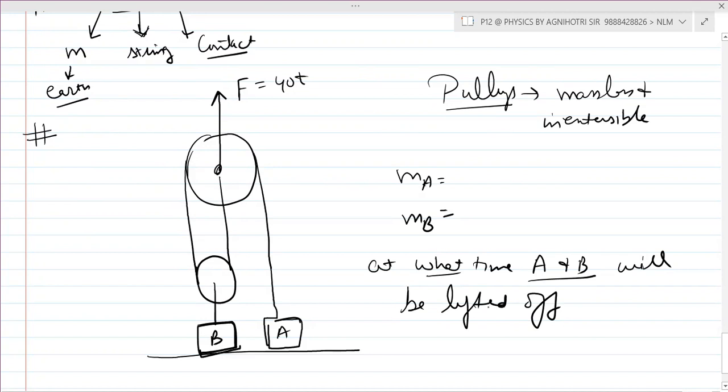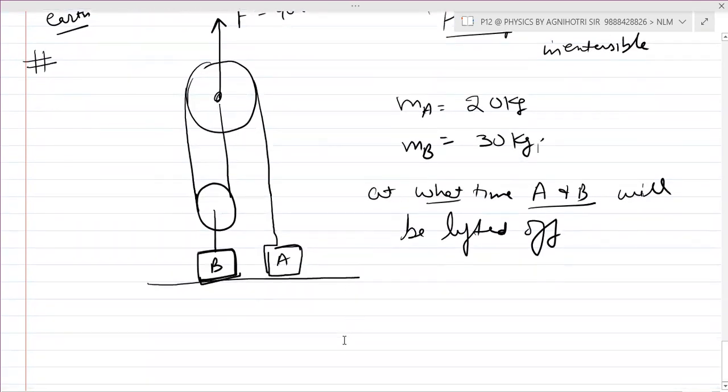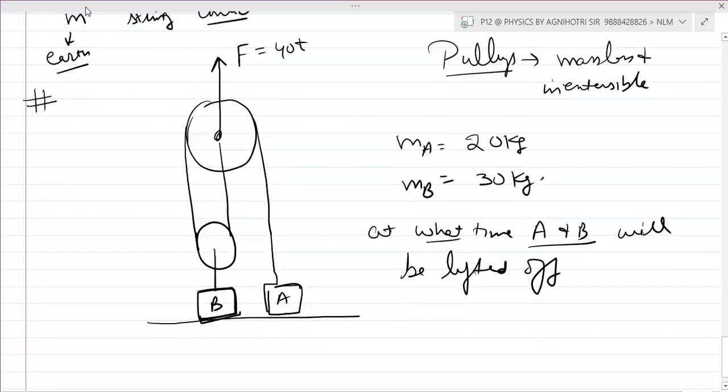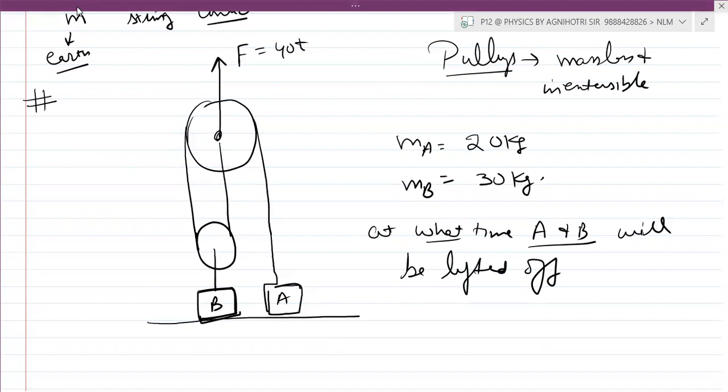You need to answer this question. Let me give you examples. You may say the mass MA is, let it be, 20 kg, and let this be 40 kg. Something like that. So when do they lift off? It's a very simple answer. Very simple.